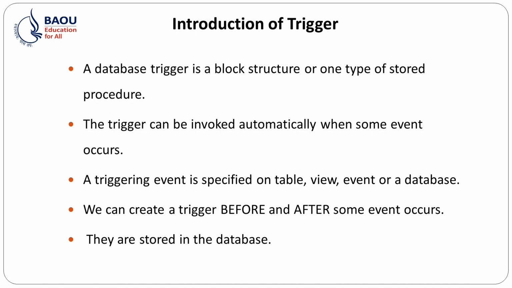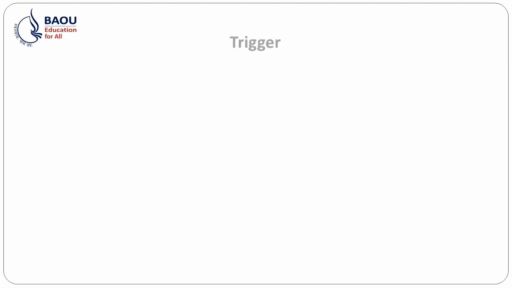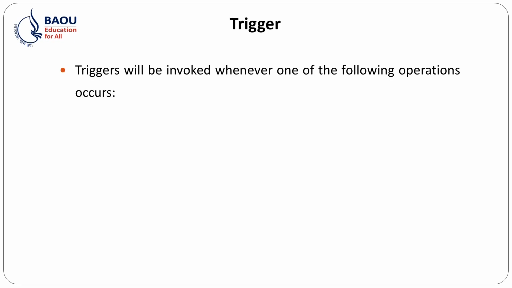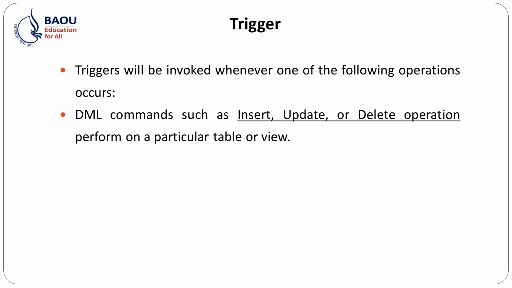A trigger is generated only when some event occurs. And what is an event? I already discussed. A trigger is based on a particular table, view or database. Now, a trigger will be invoked whenever one of the following operations occurs. First, the DML commands such as insert, update or delete operation performed on a particular table or view. Means when we insert, update or delete on the table, then the trigger is generated or occurs.